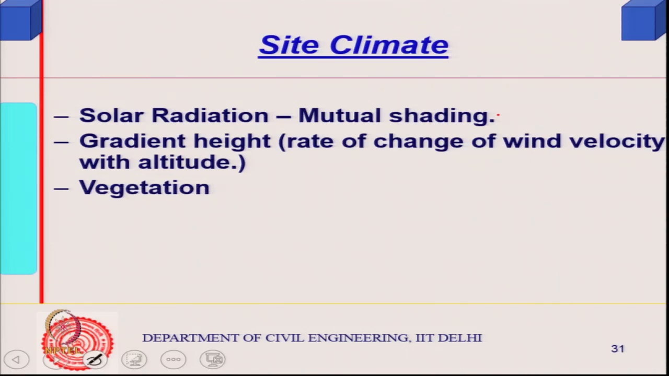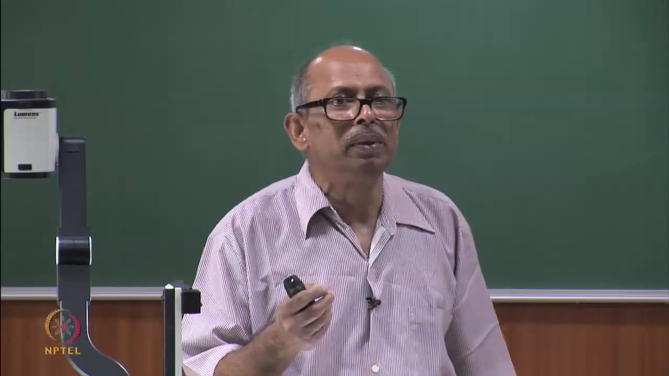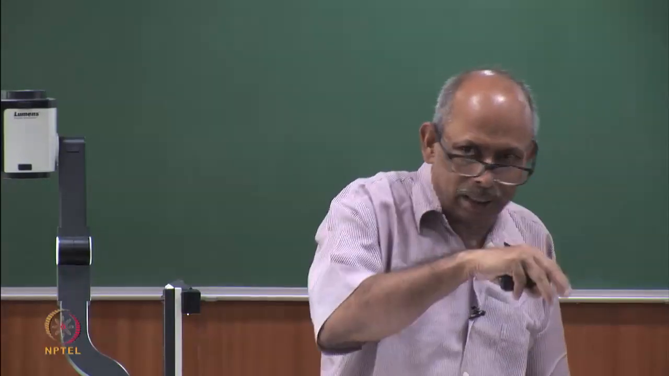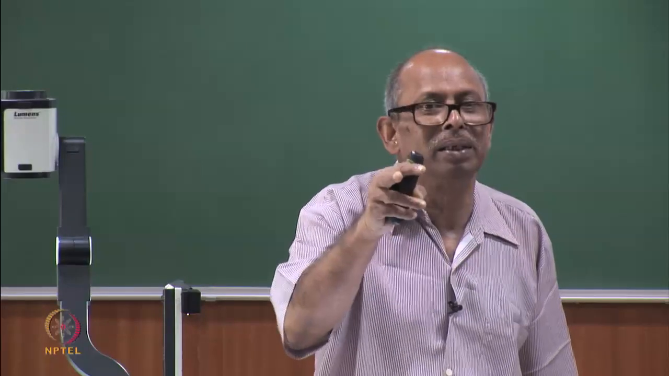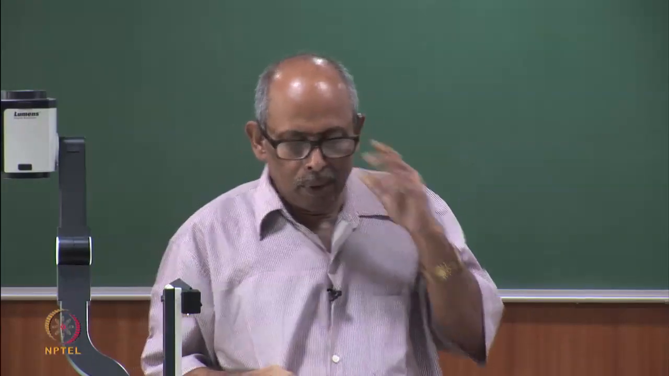Topography, if it is all rough, gradient height is more. If it is plain, gradient height is less. So that's it. Vegetation would change things. For example, vegetation would increase the humidity, right? Even in a desert, for example, the city of Jodhpur. After the Indira Gandhi canal has come, it has become somewhat green. So temperature close to those canal areas has reduced, but humidity has increased. So that kind of change could occur.